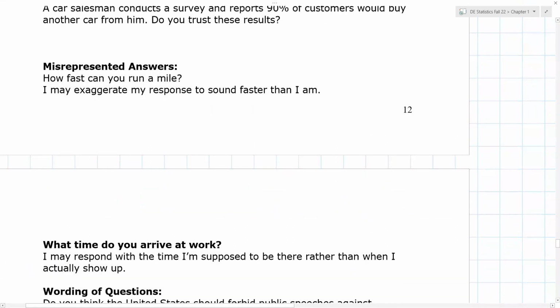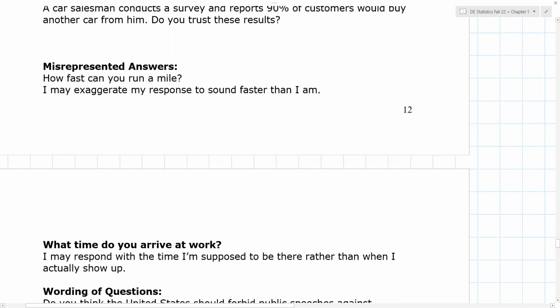So on the notes, it goes on to talk about or give examples of misrepresented answers. Here it says, how fast can you run a mile? And you're not exactly sure how fast. It may take me like 10 or 11 minutes. So I may say 10 minutes.